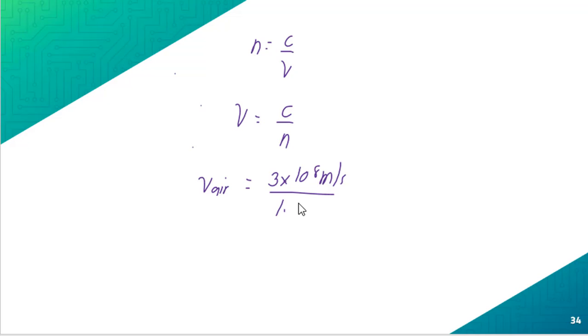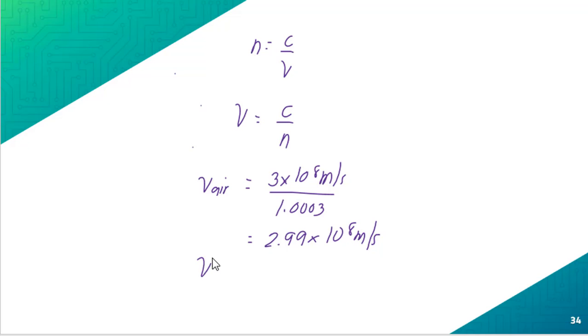Okay, so we have again n is equal to c over v. So if we wanted to look for the velocity in air, we have v is equivalent to c over n. So we have here velocity in air is 3 times 10 to the 8 meters per second divided by n, which is 1.0003. The answer is 2.991 times 10 to the 8. So almost 3. So we'll just write 2.99 times 10 to the 8 meters per second.